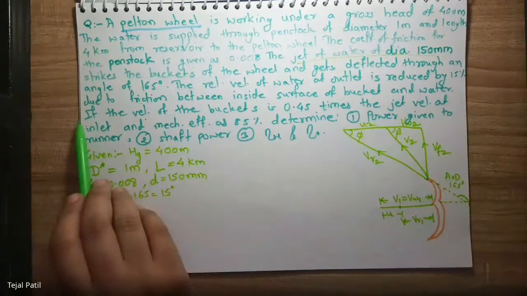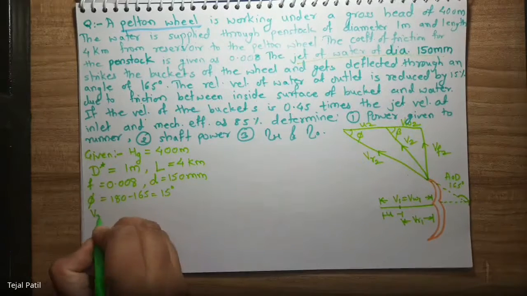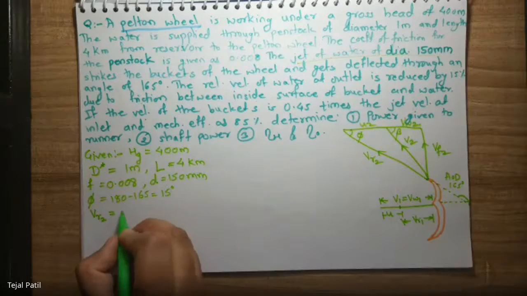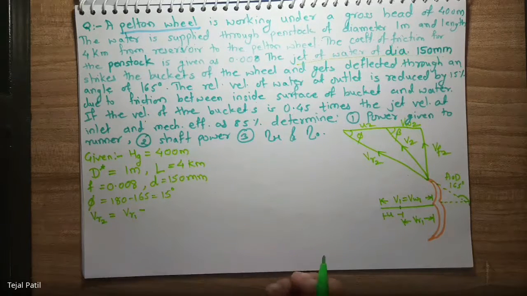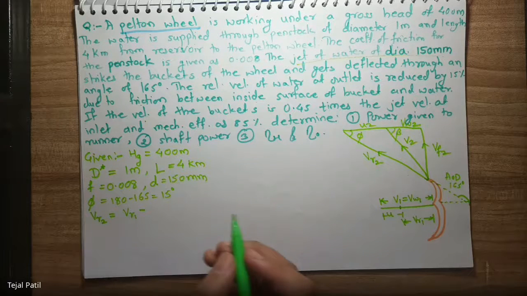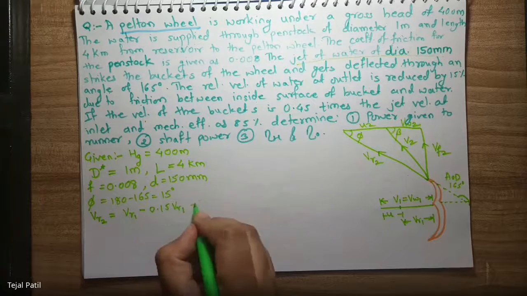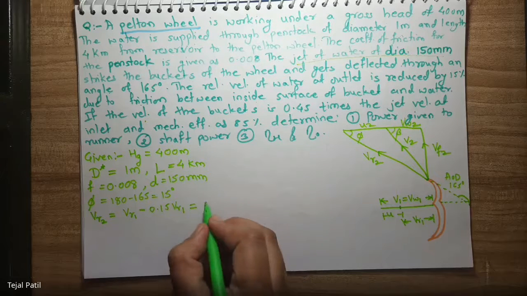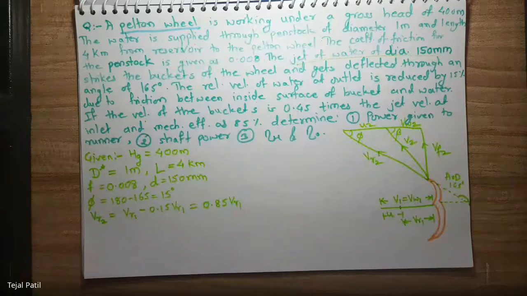Okay, it has reduced by 15%. That means VR2 is equal to VR1 minus 15%, you are supposed to reduce it. That means 0.15 of VR1. Or you can simply solve this and write it as 0.85 of VR1. Okay, so this is what is given about the relative velocity.